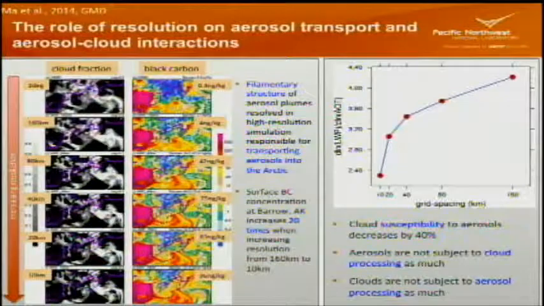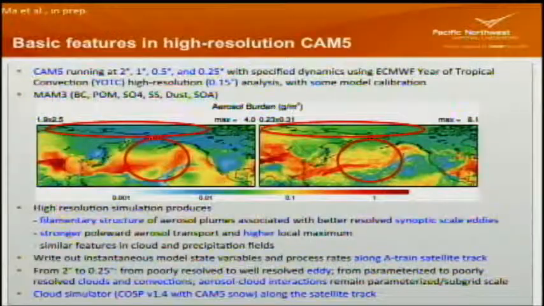After this, we calculate the so-called cloud susceptibility, which is the fractional change of cloud liquid path to the fractional change of aerosol optical thickness. We found that with increasing resolution, the susceptibility of clouds decreases by about 40% from 160 kilometer grid spacing to 10 kilometer grid spacing. After this work, we found that it's time to evaluate these things in the global model.